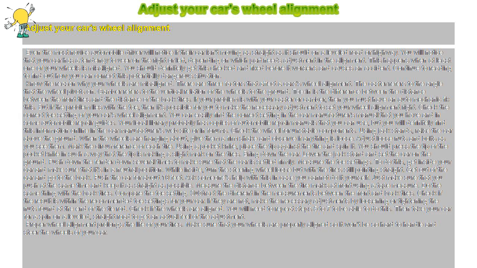If your problem is with your caster or camber, then you must have an auto mechanic fix this. But if the problem lies with the toe, then it's possible for you to make the necessary adjustment to set your wheel alignment right. Check the correct toe setting of your car's wheel alignment.